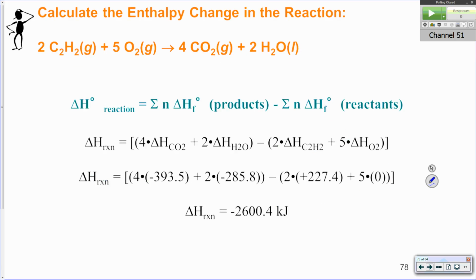Now let's do it with Hess's law. Hess's law says it's the summation of products minus reactants. So I've got 4 times the enthalpy of formation for the CO2, plus 2 times the enthalpy of formation for the water, minus 2 times the enthalpy of formation for the acetylene, plus 5 times the enthalpy of formation for the O2. And O2, I know, is 0. So that term is not even significant. So all I have to do is go look up these enthalpies of formation for these 3 things and plug them into the equation.